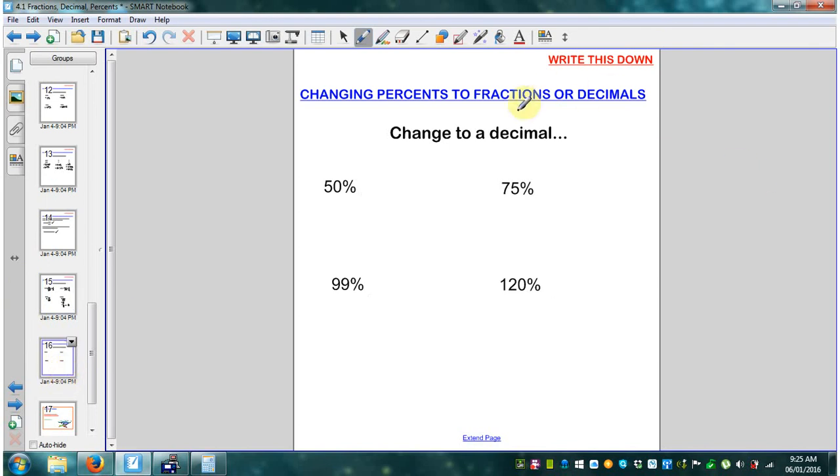Okay, and last is changing to a decimal. Again, very easy. We're just going to move the decimal at the end of our percent over 2 places to the left. So 1, 2, this becomes 0.50, or just 0.5.